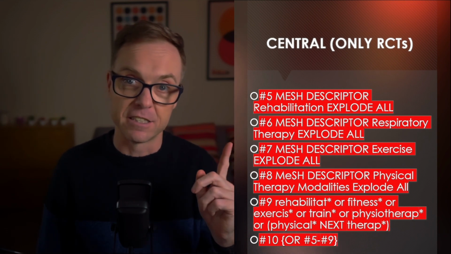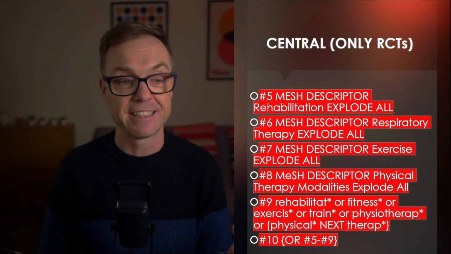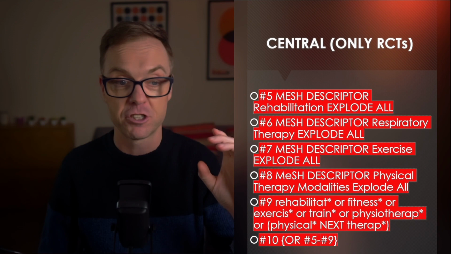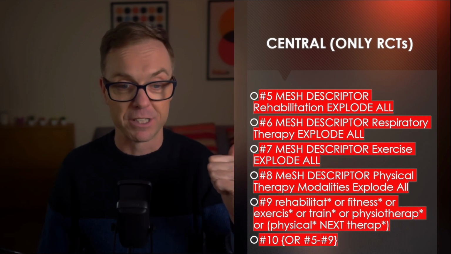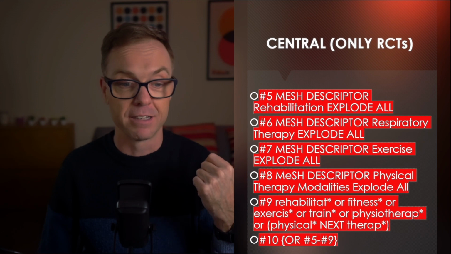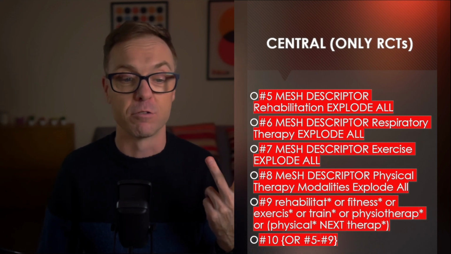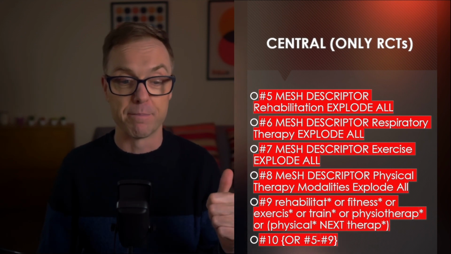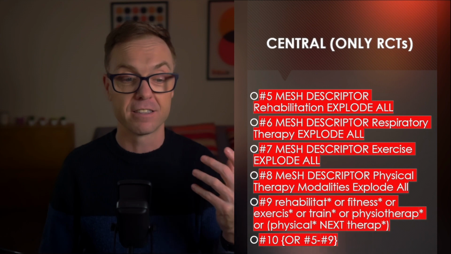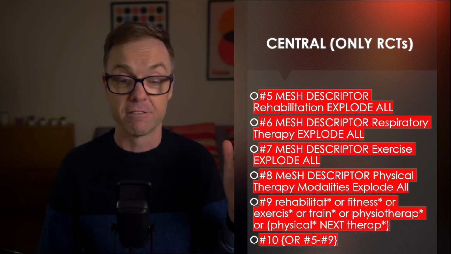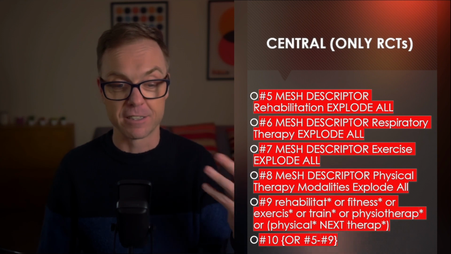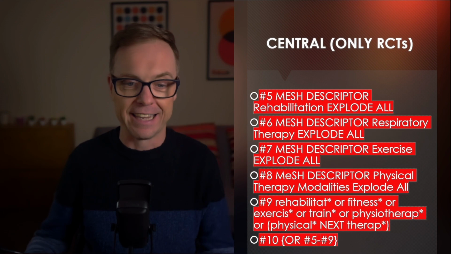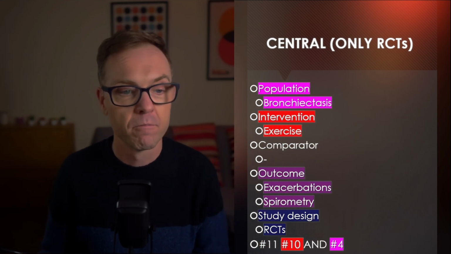So for intervention, the intervention I'm interested in is exercise, and in this case, they look at the mesh headings for rehabilitation, which they explode, respiratory therapy, which they explode, exercise, which they explode, physical therapy modalities, which they explode, and then they do wildcard searches for rehabilitation, fitness, exercise, train, or physiotherapy, or physical next to therapy. And then line 10 says I'll take any of those, so it joins them with an or.